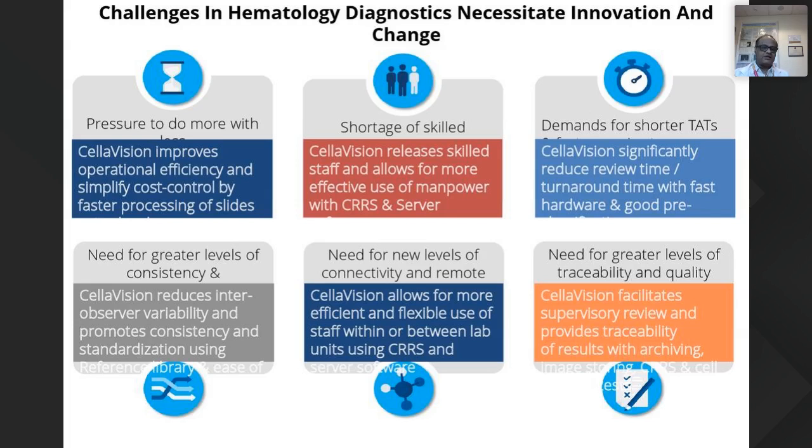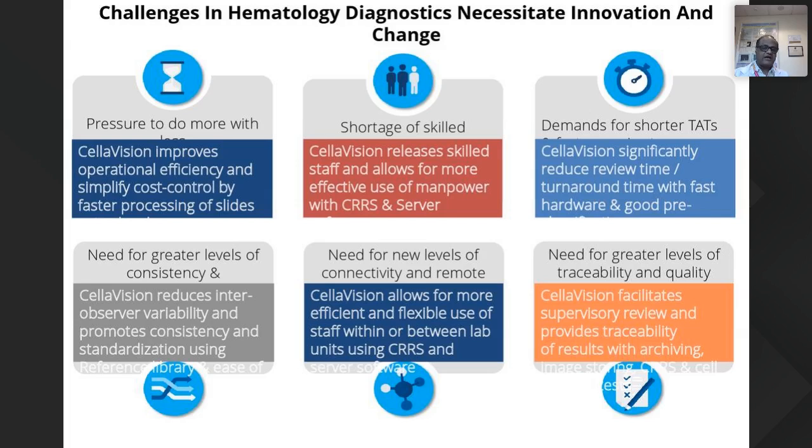Can I overcome the shortage of skilled staff? Definitely. The skilled staff can be posted in different areas so that the slide automatically goes from the stainer to the CellaVision module, where it is scanned and sits there, and leisurely one can look at these smears and then pass them on to the pathologist. Shorter turnaround time, of course, I vouch for it, because it takes hardly about 3 minutes to finish one slide for the review itself. And you don't miss the abnormals.